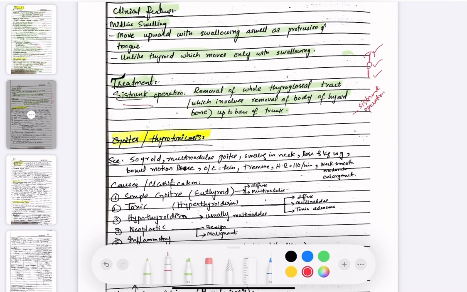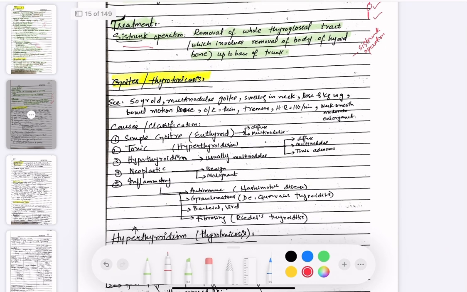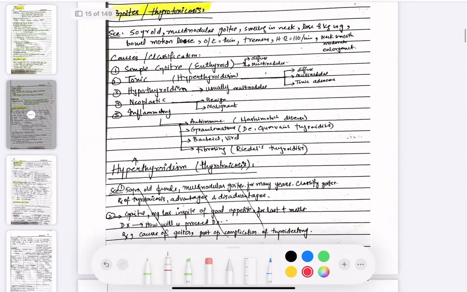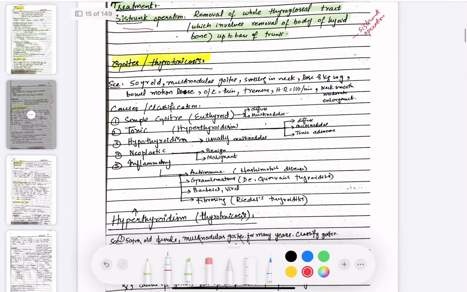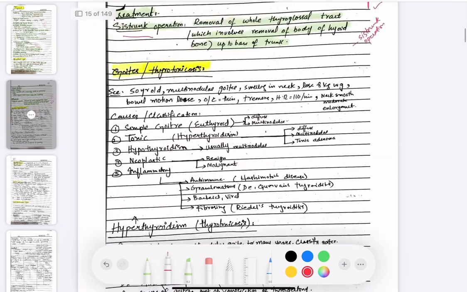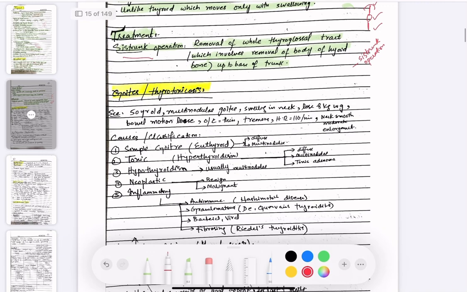Now coming towards the next topic, that is goiter or thyrotoxicosis. So we are having a scenario for goiter or thyrotoxicosis, as we have studied that if the TSH is raised, then it will lead to thyrotoxicosis. So in goiter the TSH is raised.